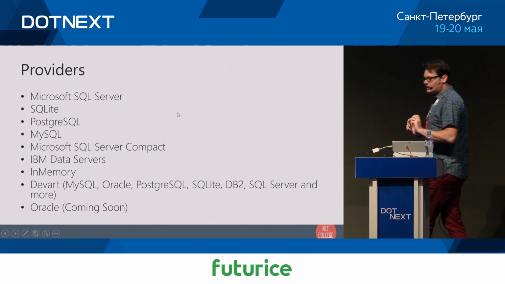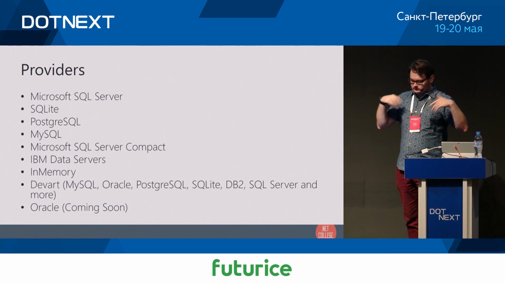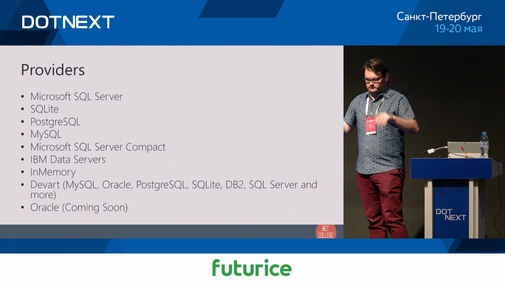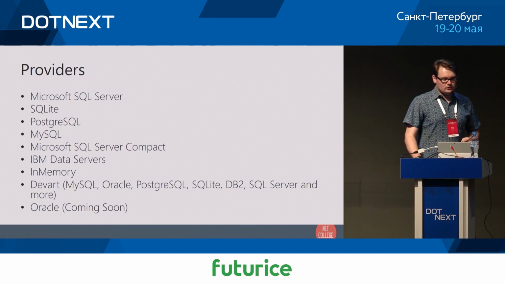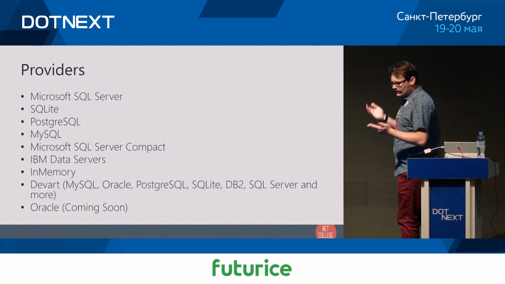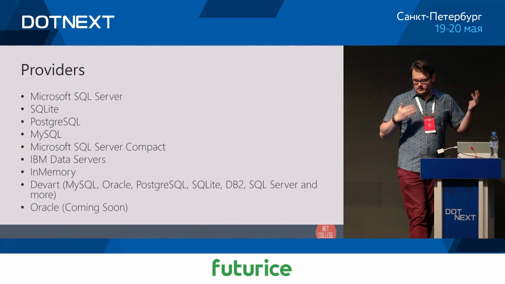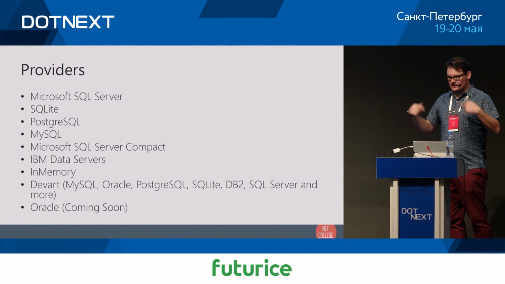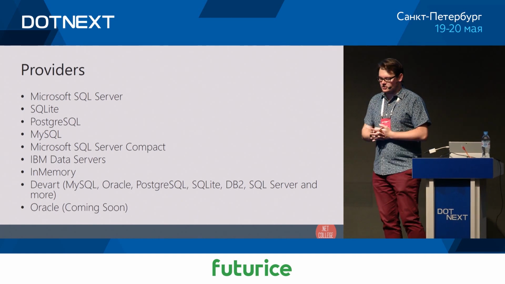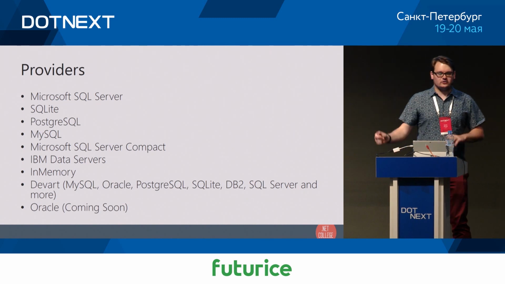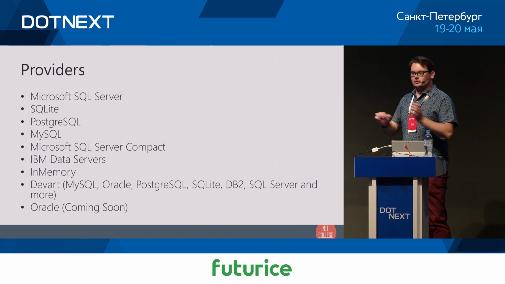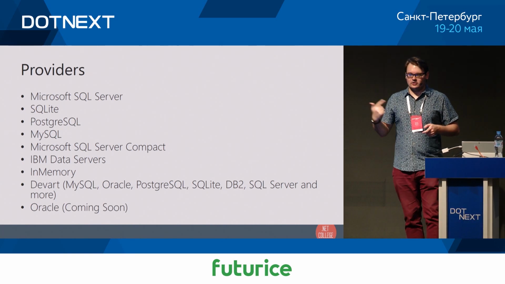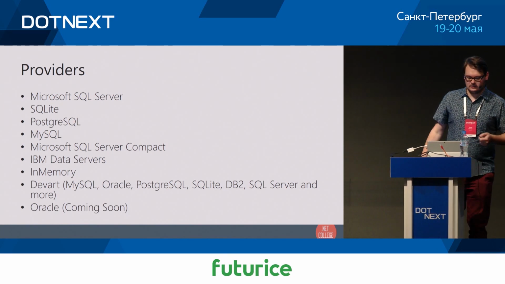Entity Framework Core comes with a lot of database providers, so you can use other databases except for SQL Server. SQL Server is of course the preferred one, but if you want to use SQLite, Postgres, MySQL, SQL Server Compact Edition, IBM or in-memory database, Oracle, which is not supported officially, but there is an unofficial provider for Oracle for Entity Framework Core. So this is the list of providers. They also announced the non-relational providers, but they are not working yet. But in the future, you will be able to use Redis, Azure Table Storage, and many other data sources.